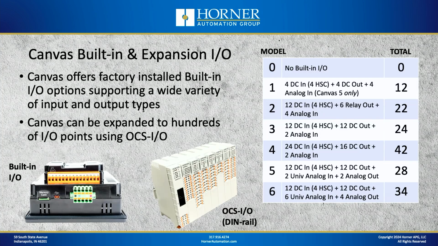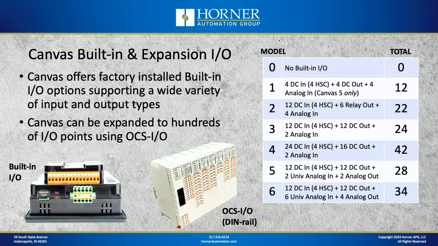Let's talk about the I/O options for Canvas. All Canvas units come with some built-in I/O options, and they're detailed there on the right. You can see that ranges from no built-in I/O at all the way up to about 40 I/O points. All models except for the one with no built-in I/O feature not only digital I/O, but also analog I/O, as well as some really nice advanced high-speed counting capability.